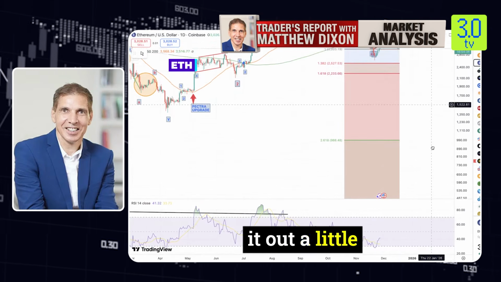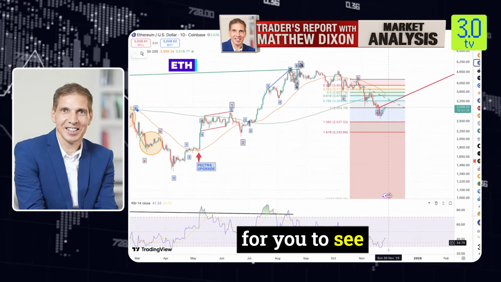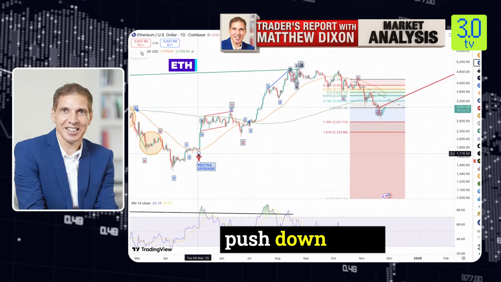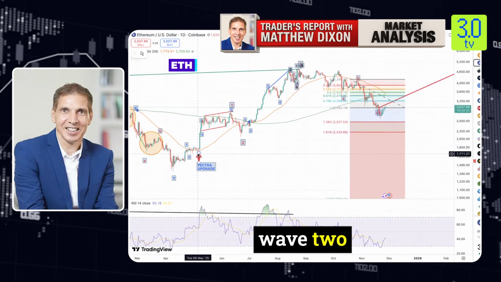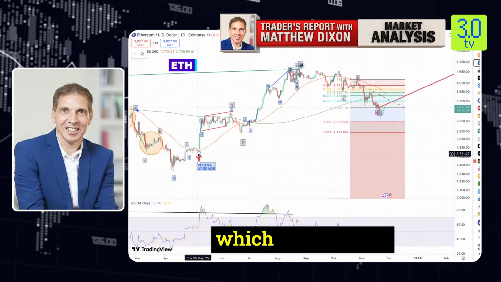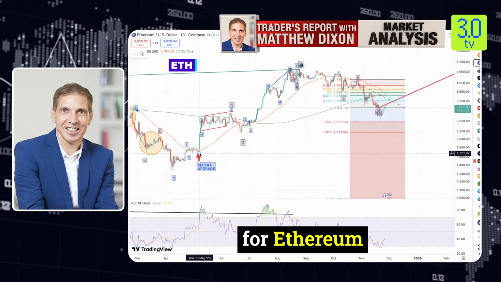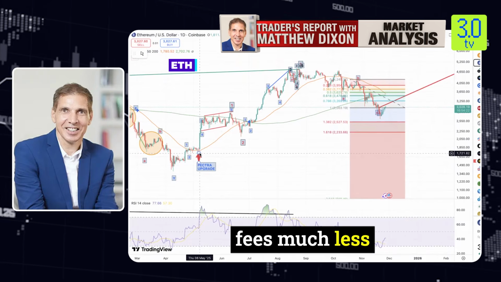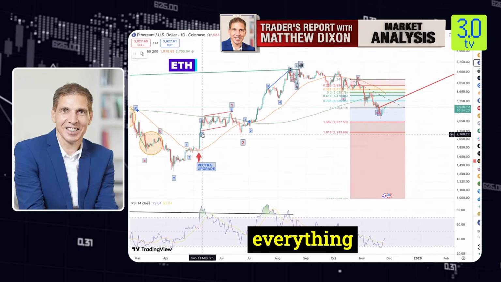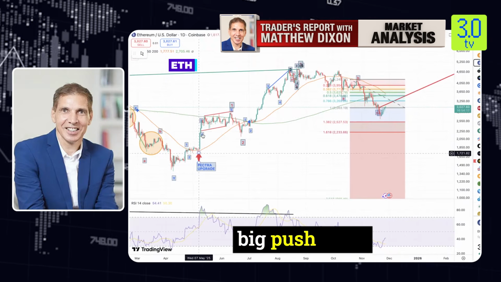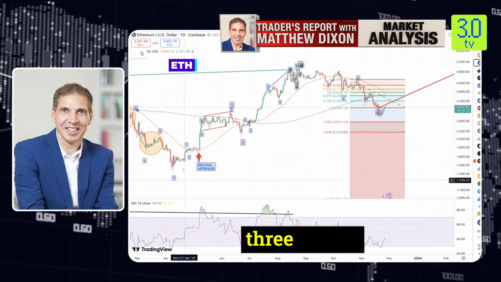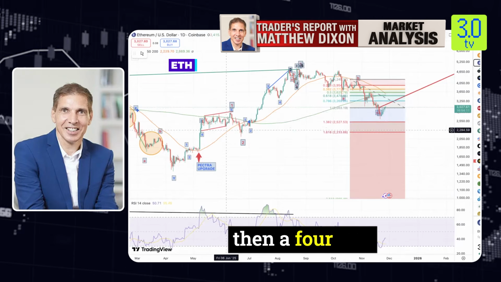I'll just open it out a little bit more for you to see. I mean, this goes back quite some time now. We had a wave 1, we had a push down, wave 2, a bit of a choppy wave 2. Then we got the Pectra upgrade, which was a really positive thing for Ethereum. It made transaction fees much less, the throughput was quicker and everything. So we had that big push up from the Pectra upgrade. That was a wave 3 within this larger wave 1, then a 4 and a 5.